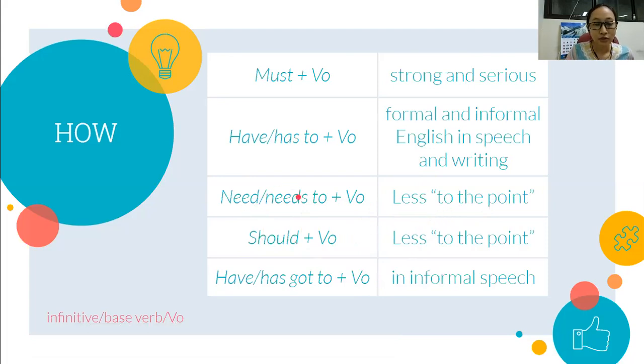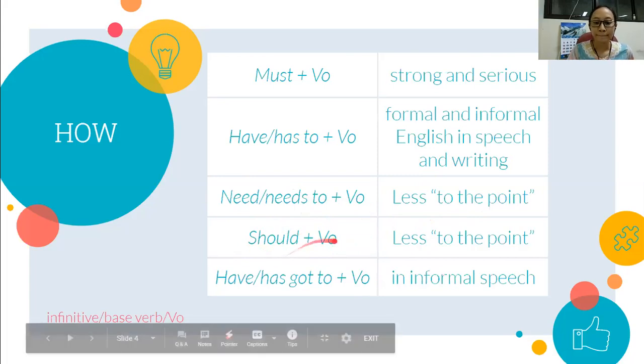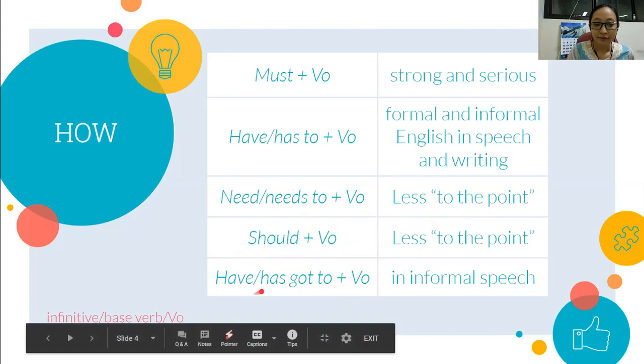Need atau needs juga disesuaikan dengan subjeknya. But for should, you must use should followed by verb zero. And whatever the subject is, this does not change. Jadi apapun subjeknya tetap pakai should. And the last is have or has got to, followed by verb zero. And this is only used in informal speech. You may not use this in formal situation.